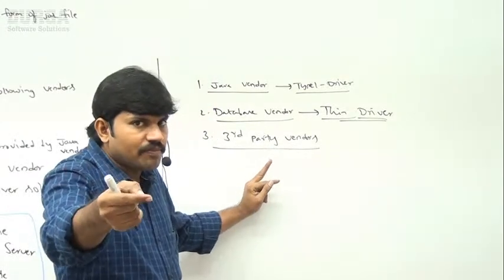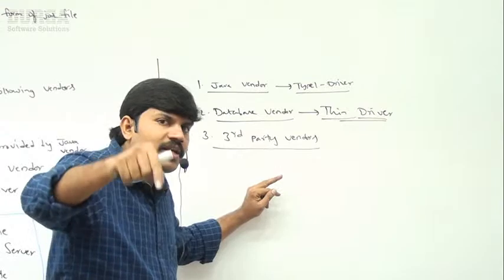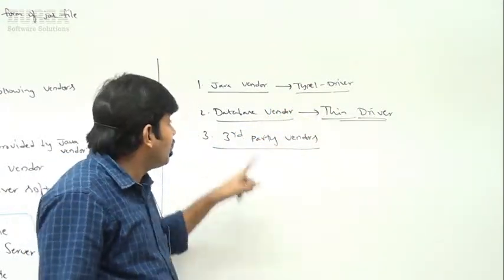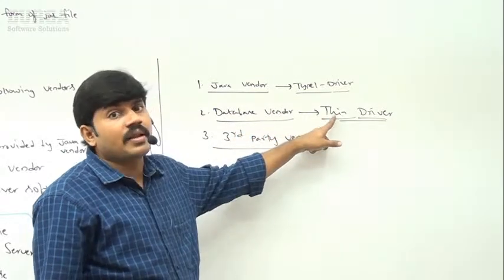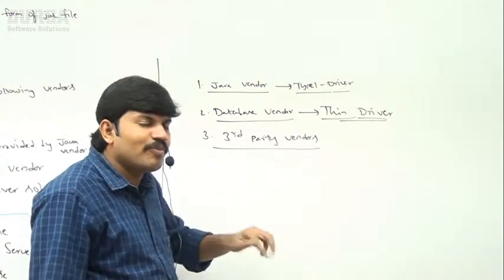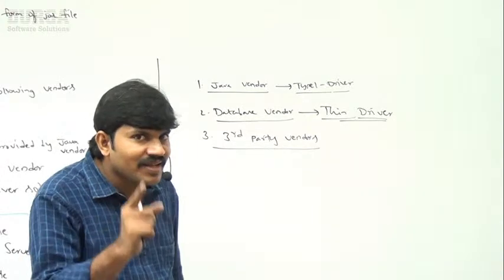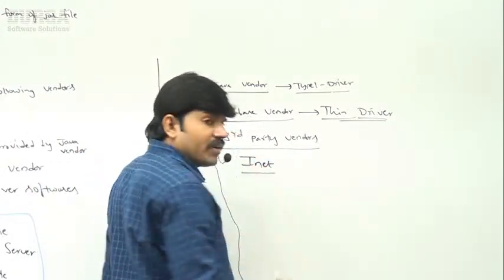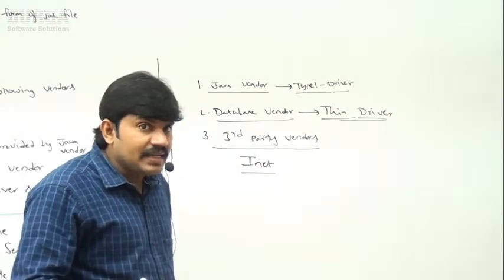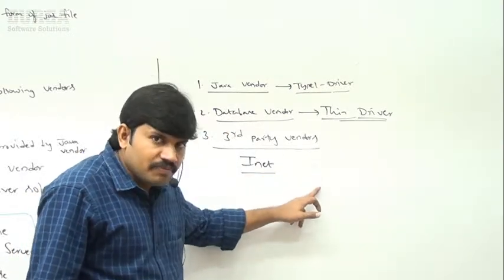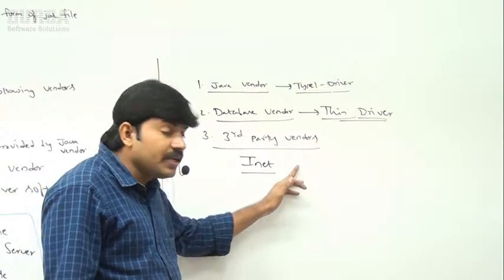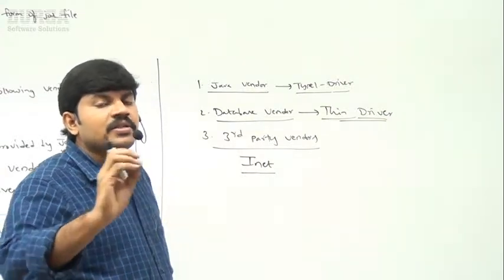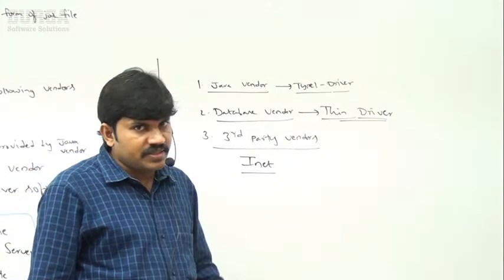Can you give an example for the driver software provided by Java vendor? Type 1 driver. Can you give an example provided by database vendor? Thin driver. Can you give an example provided by third party vendor? Yes, remember that. Sir, iNet. What is that, sir? Can you spell out? iNet is a software company.